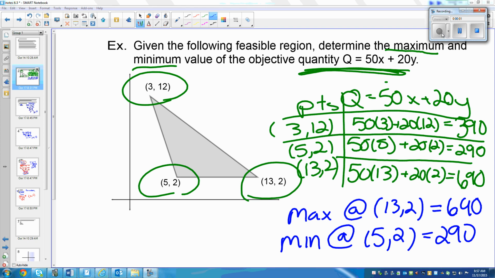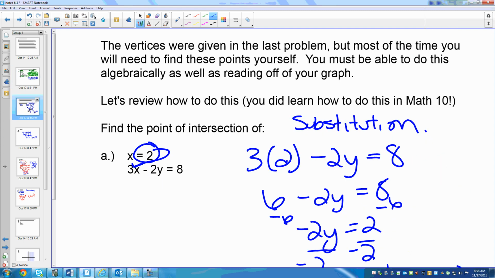The key thing for 6.3 in linear programming is that you're able to find points, number one, and number two is that you're able to put those points into the objective quantity, right? So, we started with substitution.